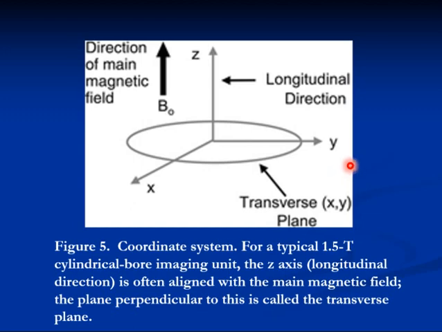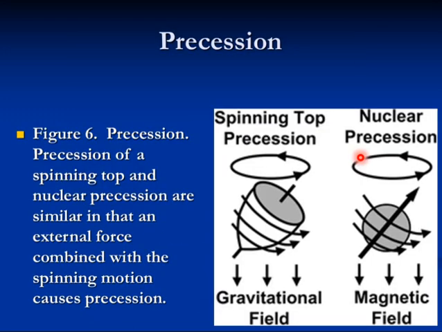Now, another concept: precession. What do we mean by precession? The protons in the hydrogen atom are moving around themselves, just like that, but not vertically, obliquely. They're moving like that. This way.